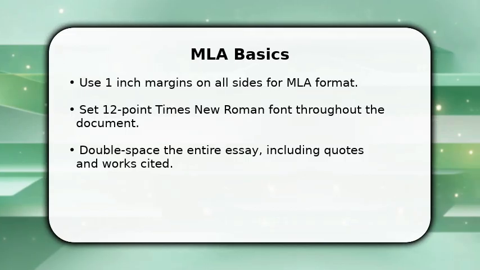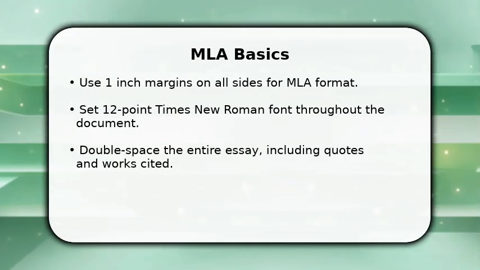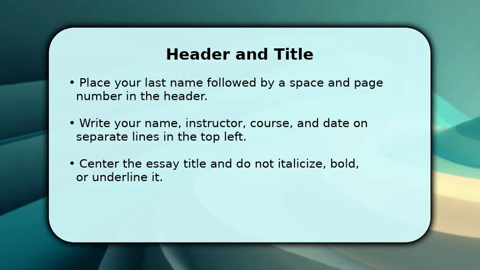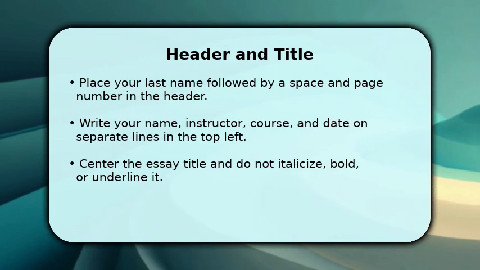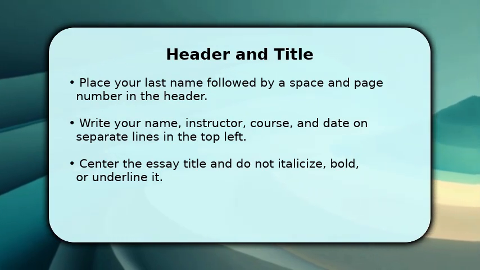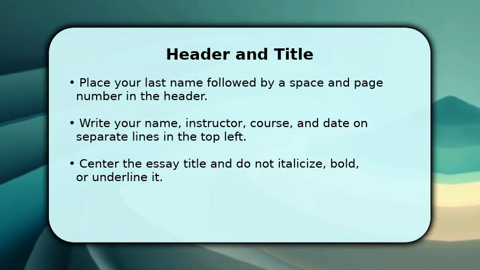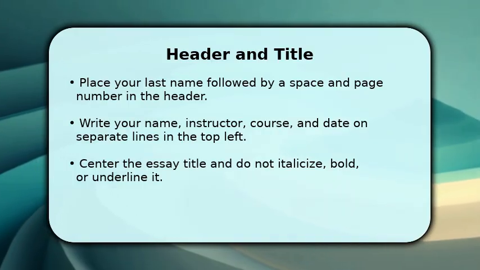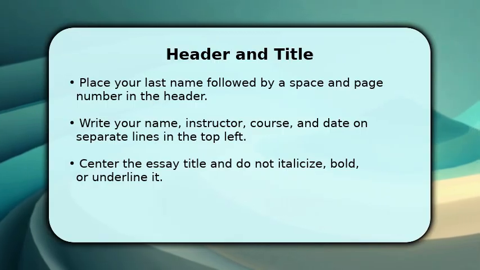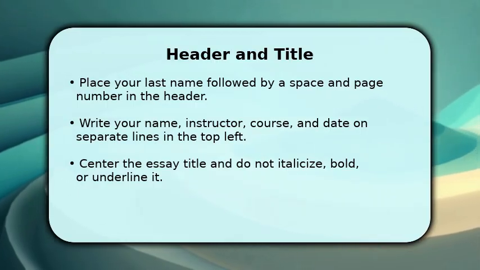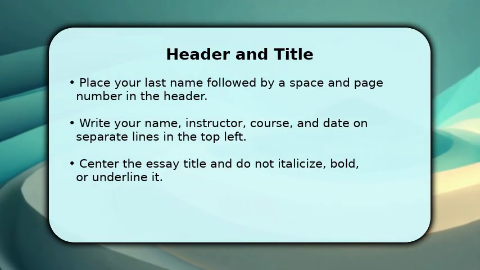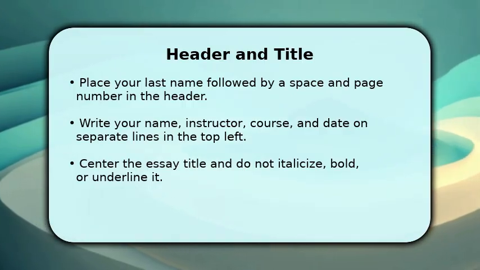Use a centered title with no bold or underline, then begin the first paragraph with a 1/2-inch indent. Create the header with your last name followed by the page number aligned right. In the top left of the first page, list your name, instructor, course, and date on separate lines. Center the title on the next line and use standard capitalization without styling. Begin the first paragraph after a 1/2-inch indent.